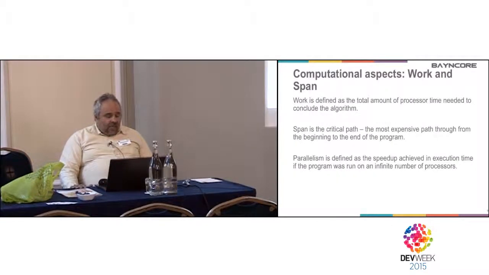Okay. We've said before that work is defined as the total amount of processor time needed to conclude the algorithm. Span is the critical path, the most expensive path from beginning to the end of the program. Parallelism is defined as the speed up achieved in the execution time if the program was to run on an infinite number of processors.